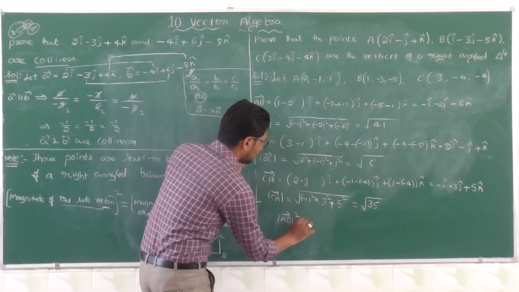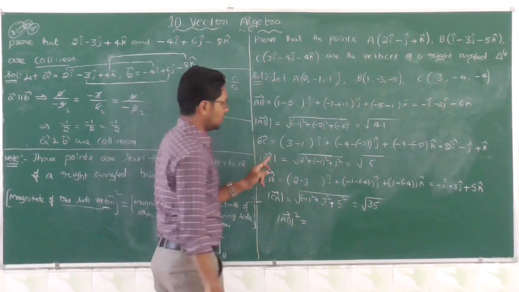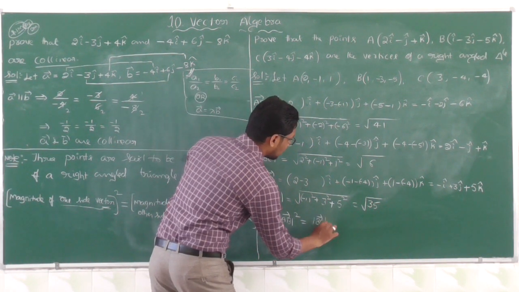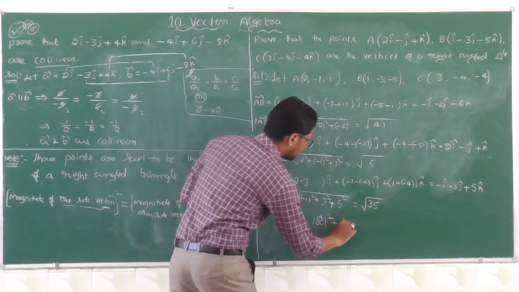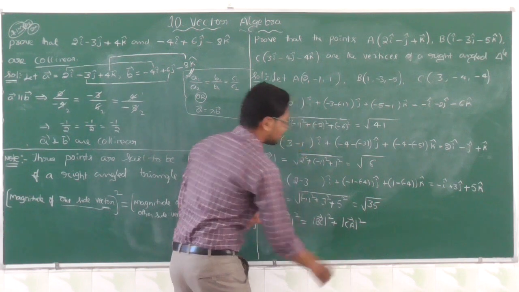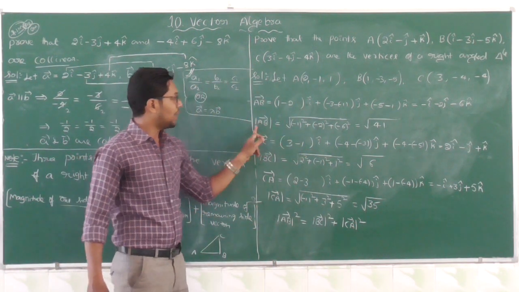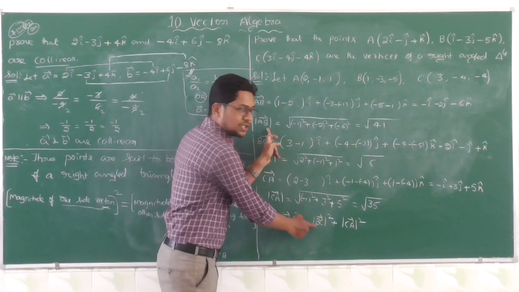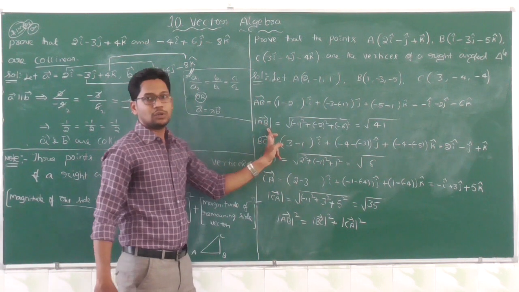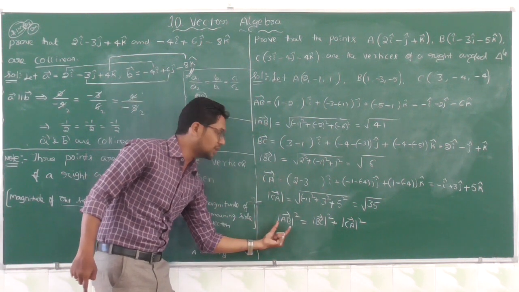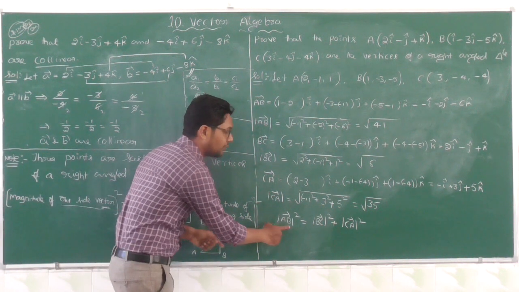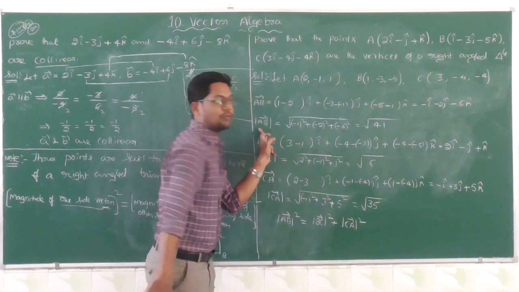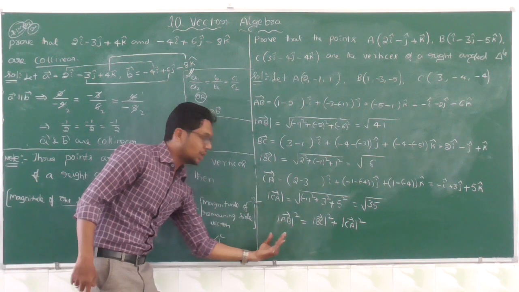of AB vector whole square equals, we have to verify this condition, magnitude of BC vector whole square plus next magnitude of CA vector whole square. Magnitude of AB vector whole square is more than BC vector whole square and CA vector whole square. That's why I chose this one on the left side.